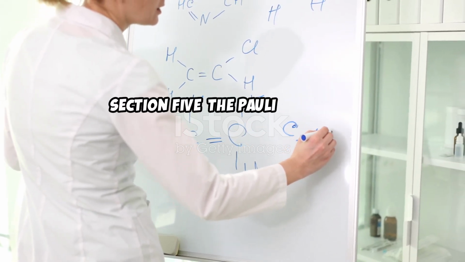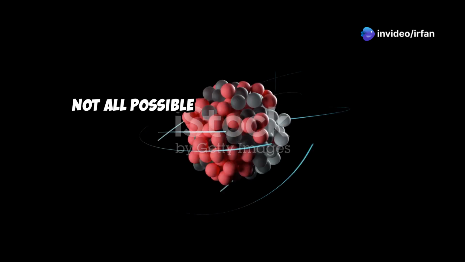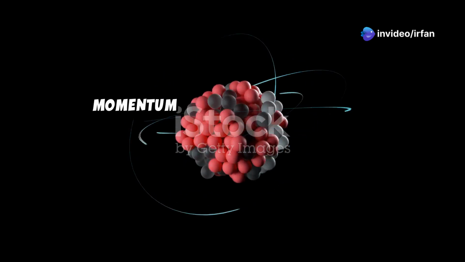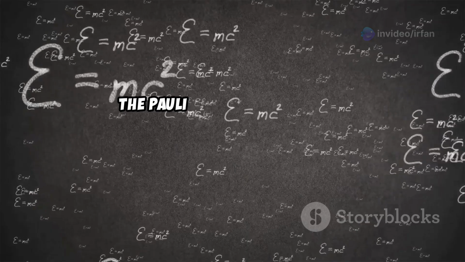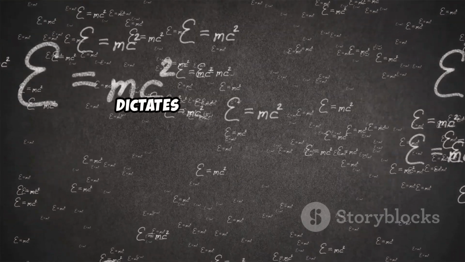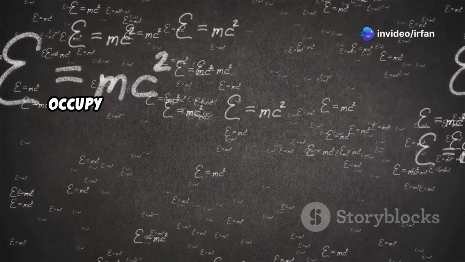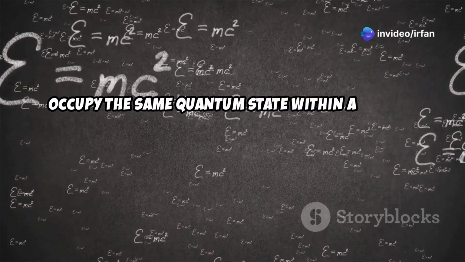Section 5. The Pauli exclusion principle, a rule for nuclear roommates. Not all possible combinations of angular momentum are allowed in a nucleus. The Pauli exclusion principle, a fundamental rule in quantum mechanics, dictates that no two identical fermions, like protons or neutrons, can occupy the same quantum state within a system.